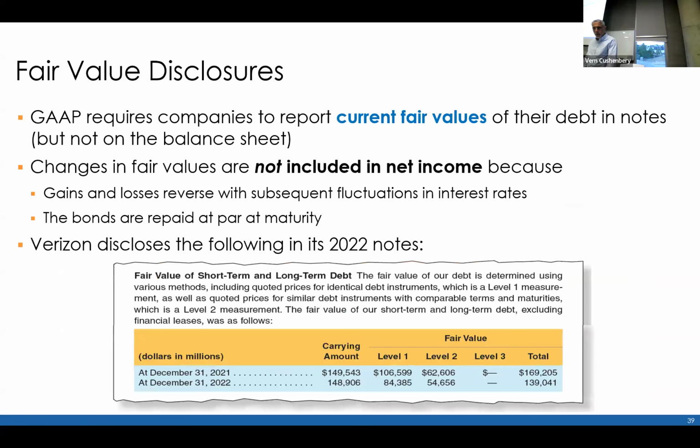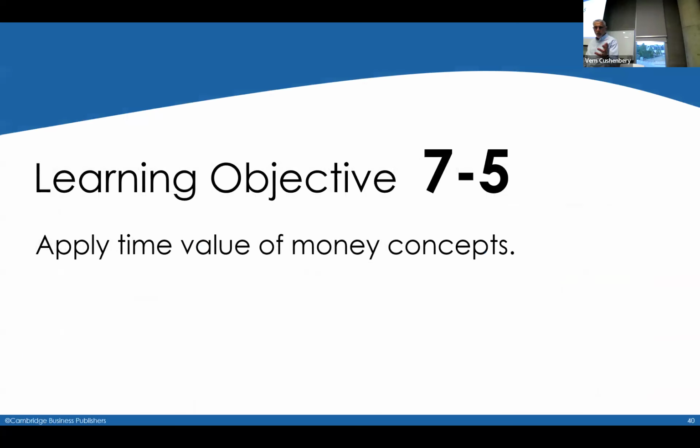That's it. There's a couple more slides here before we get to learning objective 7.5, but I already talked about those. And then we move on to time value of money concepts, which I'm not going to take time up in this class to cover time value of money. So the slides, videos associated with the text, if you need a little refresher. I don't expect that anybody will have a problem.